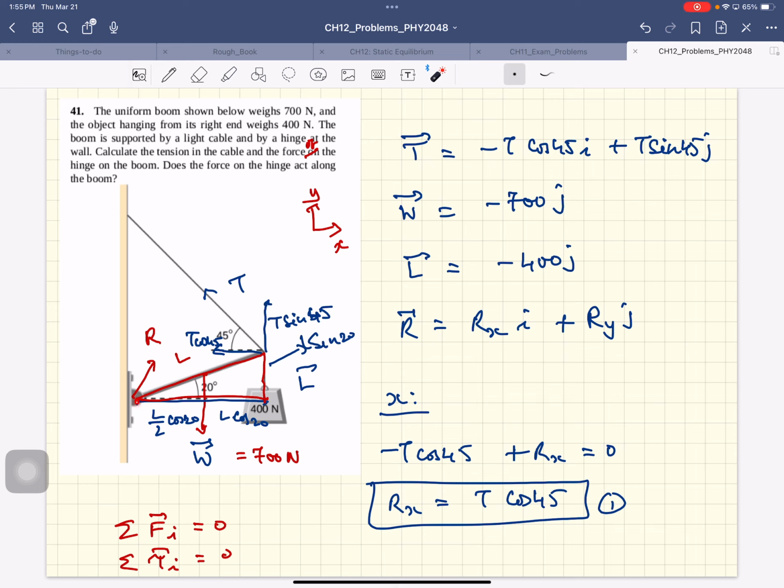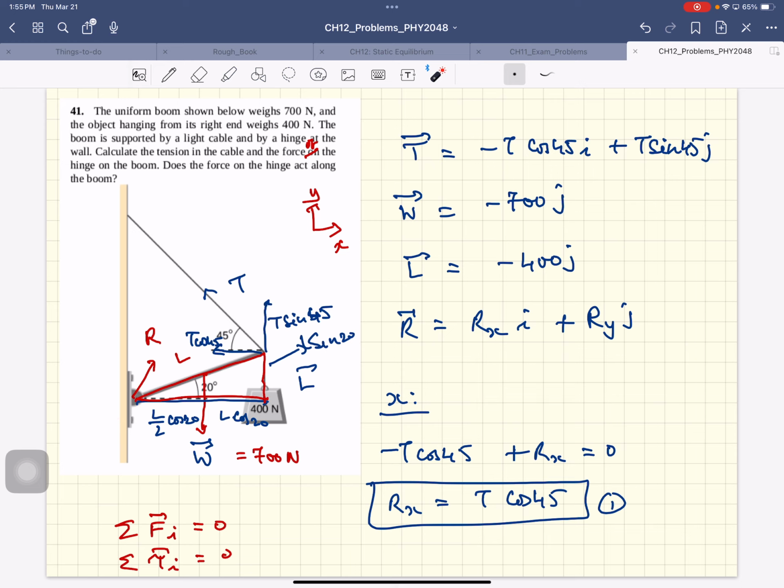Why are we calculating the torque about that point? A soda to whoever answers it correctly.